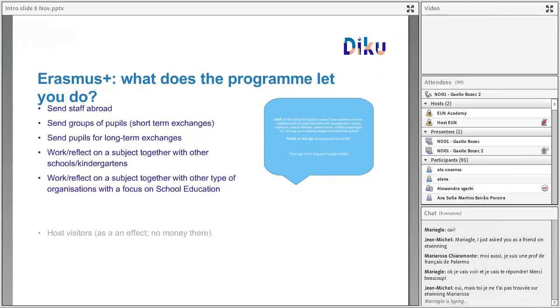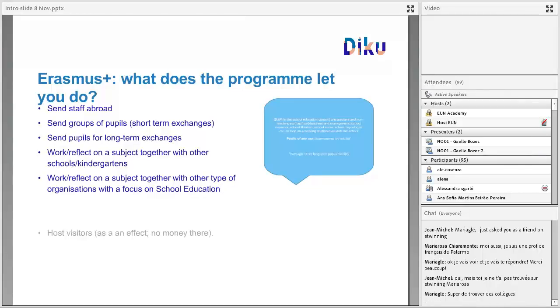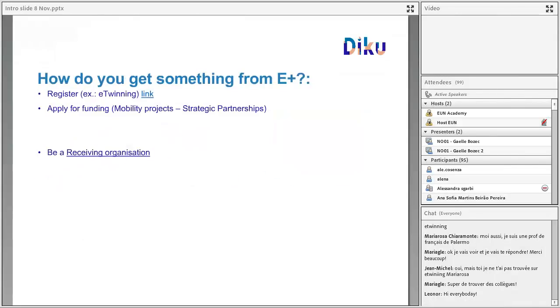Okay. I have also said that pupils, and actually in Erasmus Plus, we're talking about pupils of any age, meaning that for short-term exchanges, you can take toddlers if you want. But if you are talking long-term exchanges, then it's 14 years and above.